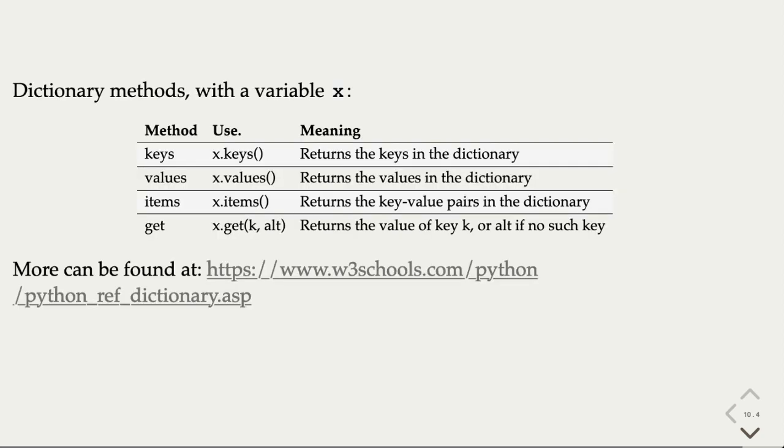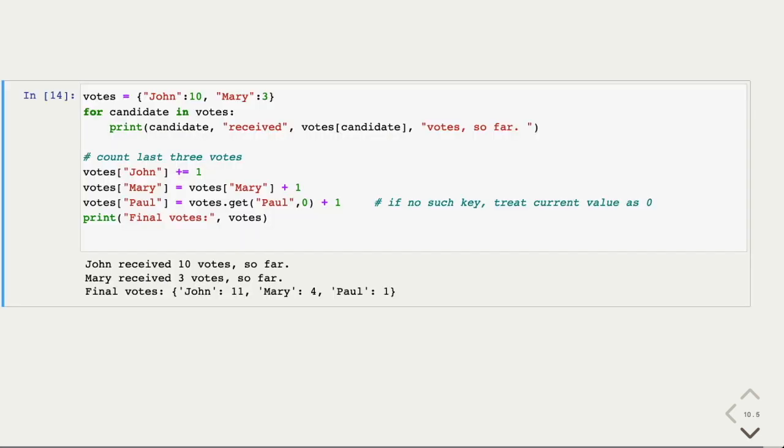There are built-in methods of the dictionary class in Python. For example, you can use the keys method to return all the keys in the dictionary, or the values method to return all the values in the dictionary. In this example of vote counting, every time we see a vote for one candidate, we can add 1 to the candidate's key in the dictionary.